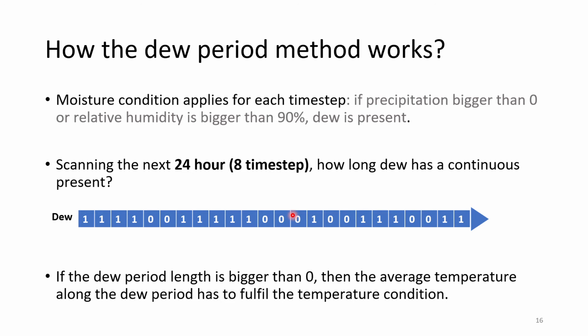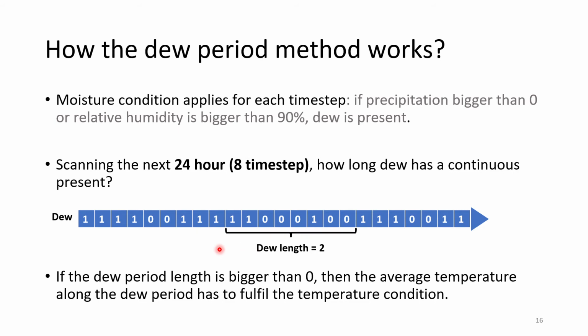So we use a time window. In our case, this is 24 hours, or in our model steps, it's 8 time steps. And we check how the moisture condition is fulfilled in that length. So for example, if it's fulfilled, in this case, for 4 time steps, the U-period length is 4. And if we step forward, it is 3, 2, 1, and it's getting to 0. But it's getting back to 5 and 4 again.